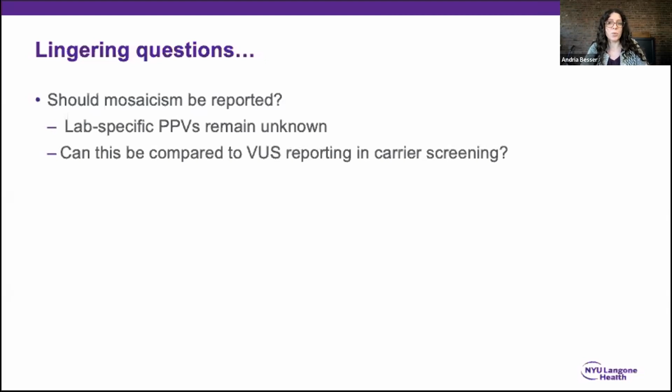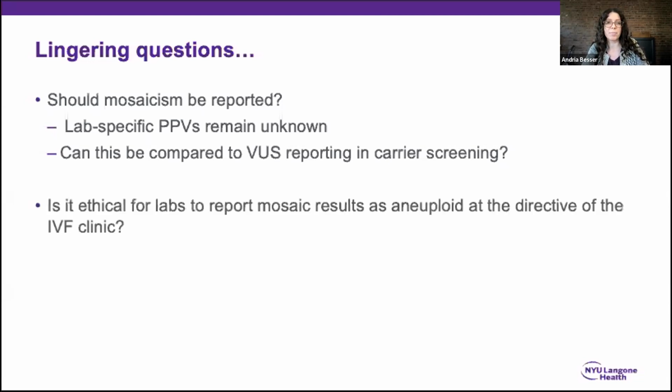Also, if we compare this situation to expanded carrier screening, typically variants of uncertain significance are not reported because they're not considered actionable. So does it make sense to report intermediate copy numbers, which implies inherently that this type of result is potentially risky without actually having that evidence? And the last question that I'm going to ask before I turn it over to additional questions is, is it ethical for labs to report mosaic results as aneuploid simply because the clinic doesn't want to deal with the confusion and counseling burden of these results?